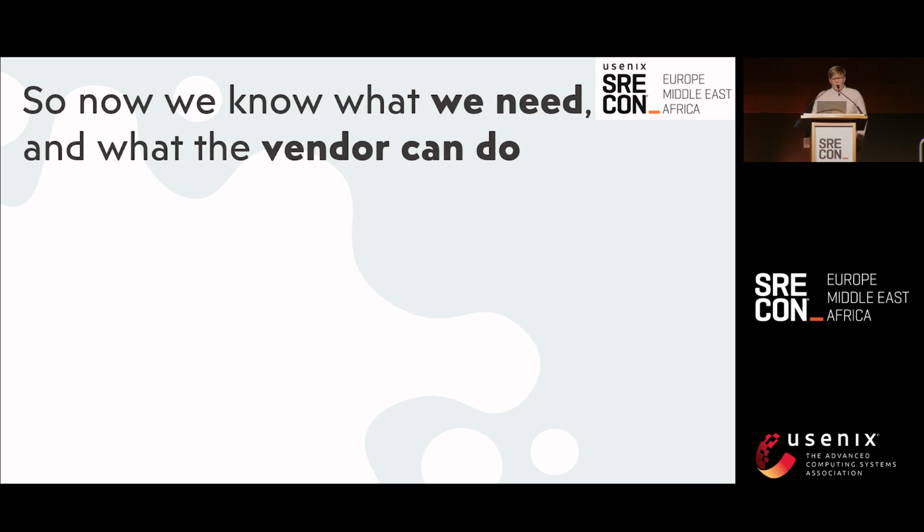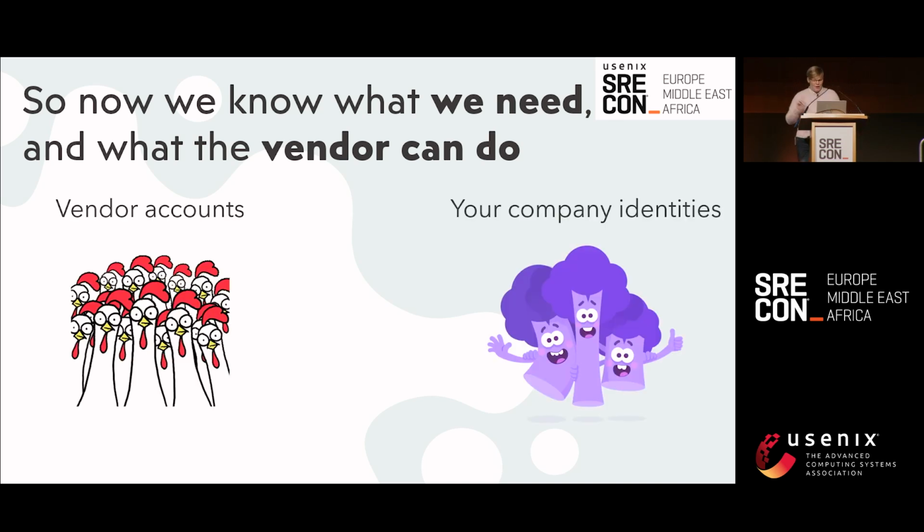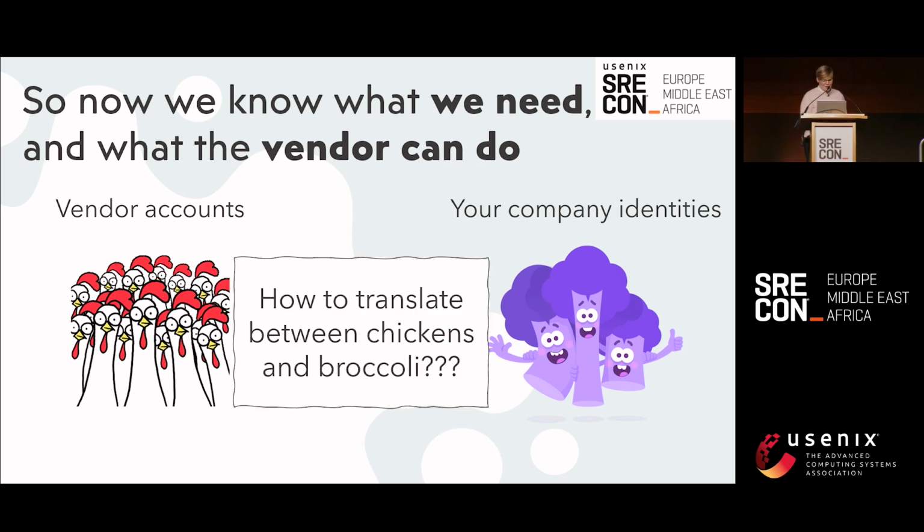Okay, so now we know what we need and what the vendor can do. We have our chickens over here, which are the vendor accounts, and we have our purple broccolis that are the company identities, and we need to translate between the two of them. Thank you to Microsoft for the lovely clip art.